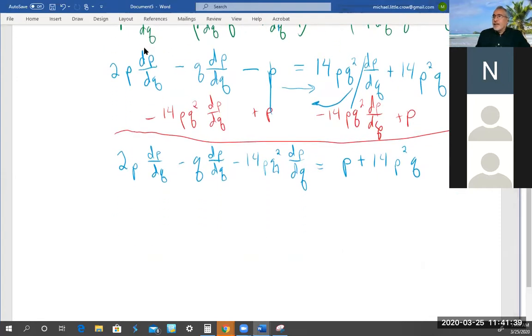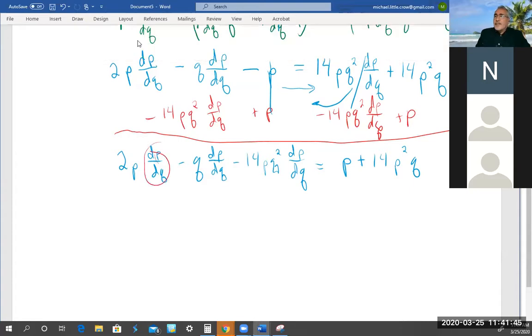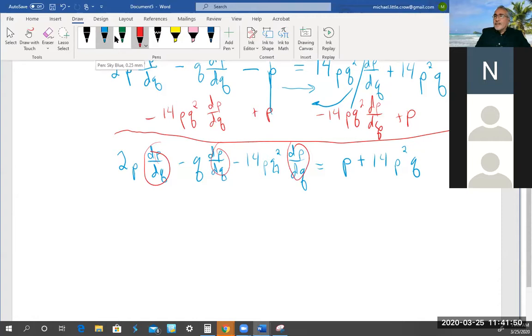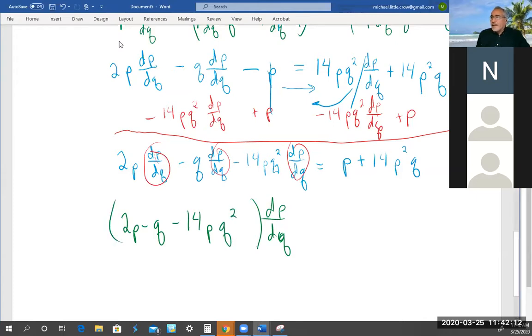And the big step here is to recognize that these all have a common factor of dp dq. So that's what you factor out. Let's change it to green. dp dq comes out, and then the terms in the front are what are left. So 2p minus q minus 14pq squared, over p plus 14p squared q.